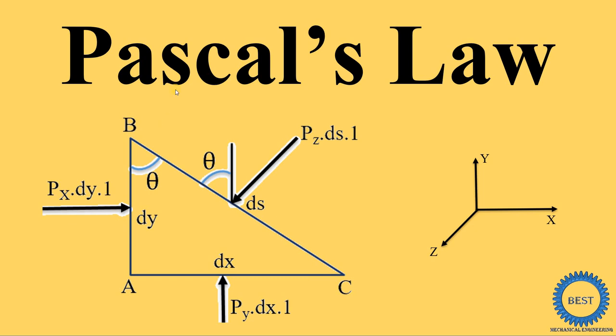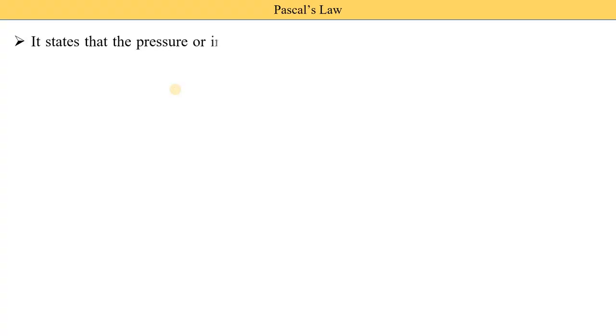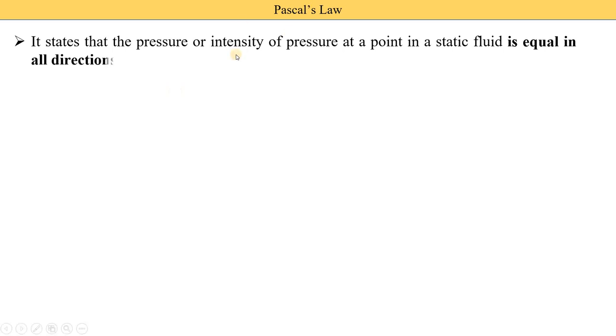In this video, I discuss Pascal's law and we also prove Pascal's law. Pascal's law states that pressure or intensity of pressure at a point in a static fluid is equal in all directions. Now what is a static fluid? Fluid means it may be liquid or gas. Static means it has no velocity, means we fill some liquid in a vessel, so it is called a static fluid. And in this static fluid we consider there is a point, and at this point the pressure or intensity of pressure is equal in all directions.